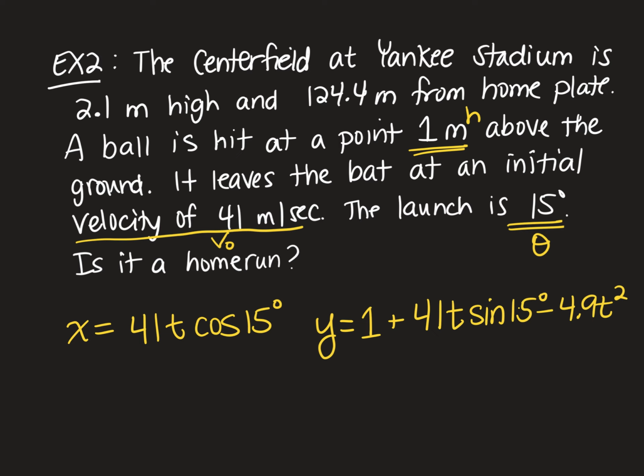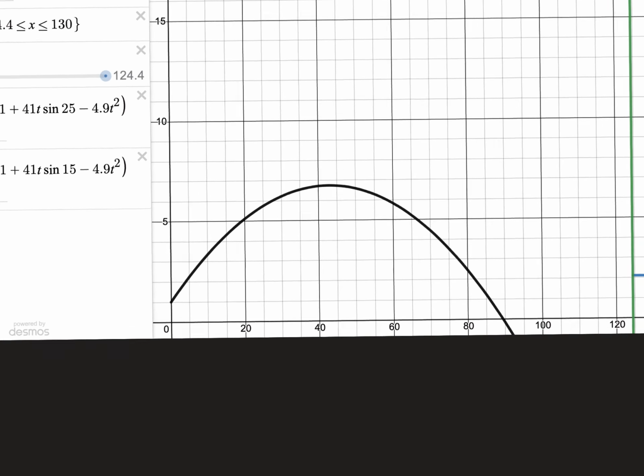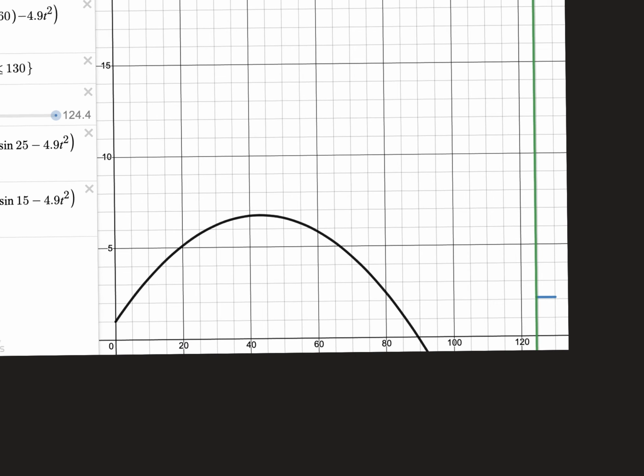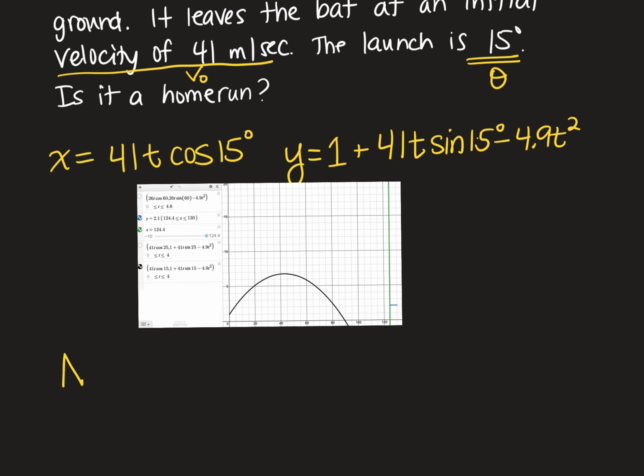So these two things together are going to trace out the path of our object, and they're going to give us the information about when that object is at different points along the path. So if we look at this picture, we can see that if the fence is out there at 124.4 meters, it hits the ground at maybe 90 meters from home plate. So this guy doesn't end up being a home run. So is it a home run? For our first answer, we would say not a home run.